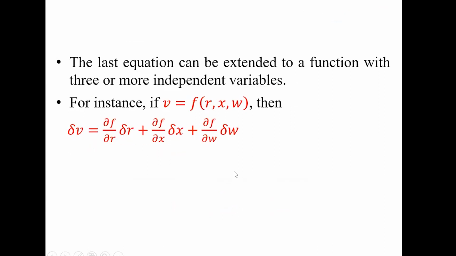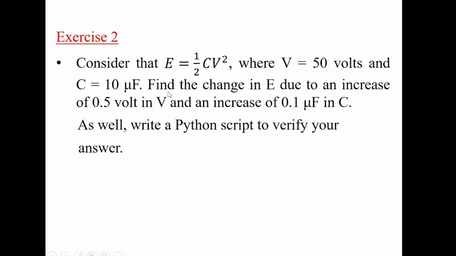So we can extend this to a function with so many variables like this. You see what we have. Small change in V now is going to give us the change in F first with respect to R, then small change in R plus this. We can extend this to so many independent variables. So this exercise 2, you can do by hand and you can also write Python.